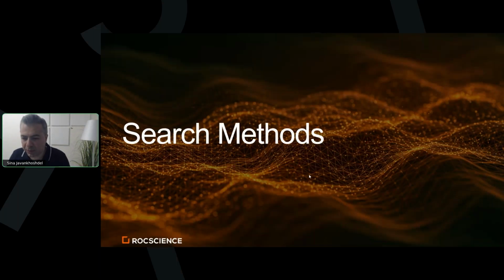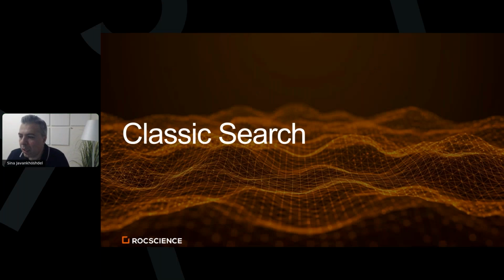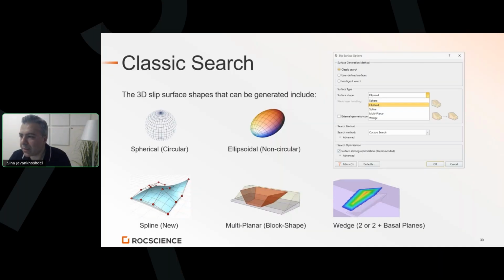So we define the material properties, we define our pore water pressure. Now we have to set up your search methods. We have two different types of search in Slide 3, classic search and intelligent search. Let's start with classic search. In the classic search menu, you have different slip surface shapes. Unlike other 3D programs, Slide 3 has different geometry for the surface shape.